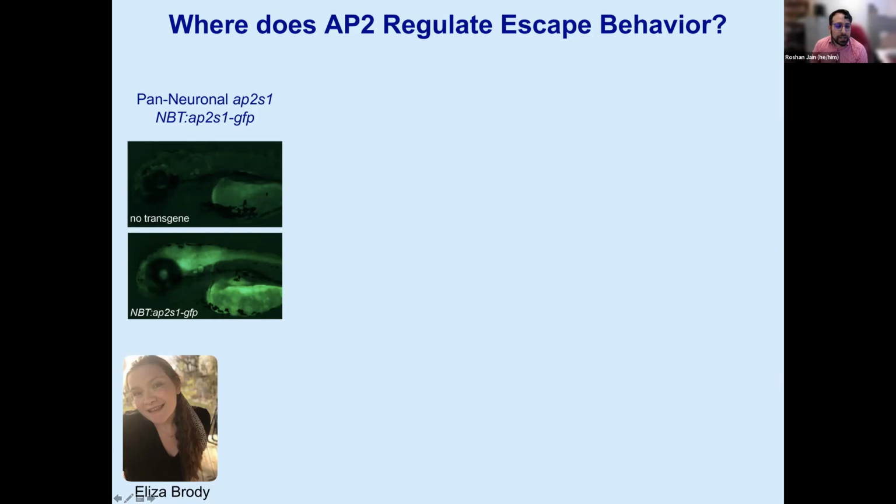And so you can see here that in this larva, it's expressing pretty broadly throughout the brain as well as the spinal cord. And it turns on fairly early in development, about a day or two into development. And so a former student in the lab, Eliza, was looking at this and tried expressing it in our mutant and sibling fish, and then tested them for these various behavioral deficits that we just went through.